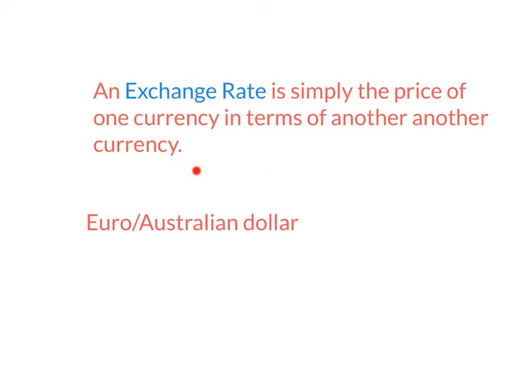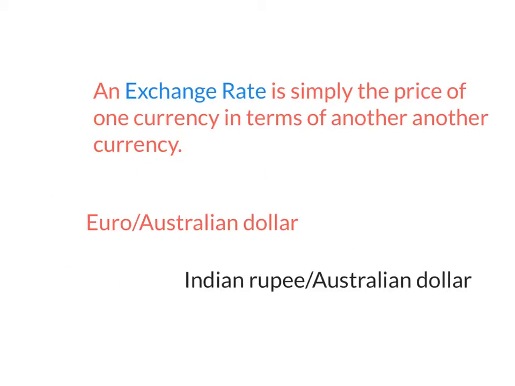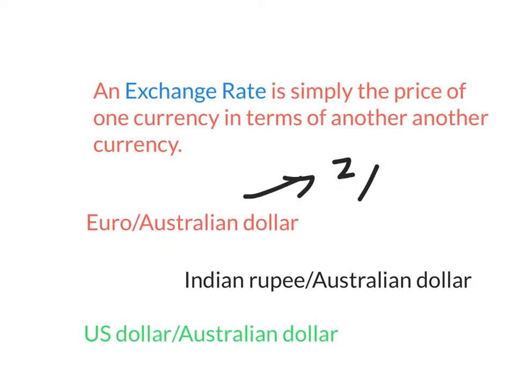It might be euro per Australian dollar, Indian rupee per Australian dollar, or US dollar per Australian dollar. These are each prices of one Australian dollar in terms of the amount of another currency, the euro or the Indian rupee or the US dollar, that you have to give up to buy an Australian dollar. And when I'm recording this at the beginning of 2018, you would have to give up about 2/3 of a euro to get one Australian dollar.